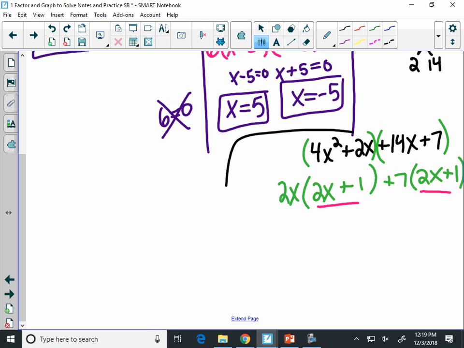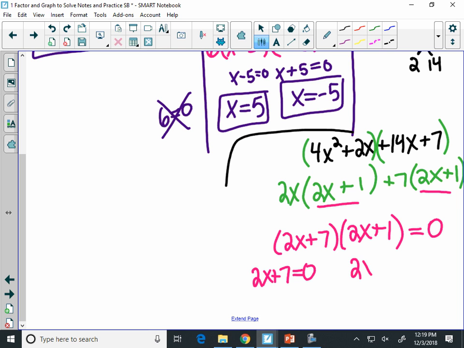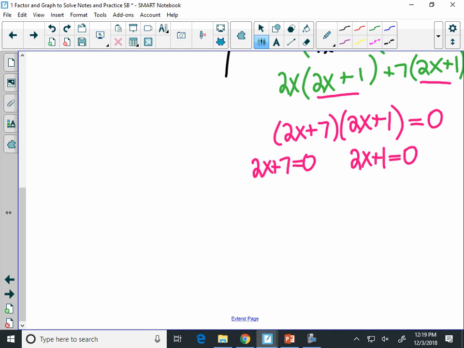So what's the final factored form? Yep, 2x plus 7, 2x plus 1. It does not matter the order you write them in. Equals 0, you're right. But we now set each of those equal to 0 to use the zero product law. And you have to solve each of those little mini linear equations. On the left one, you'll subtract 7 and divide by 2.